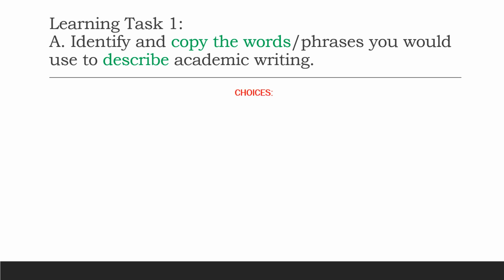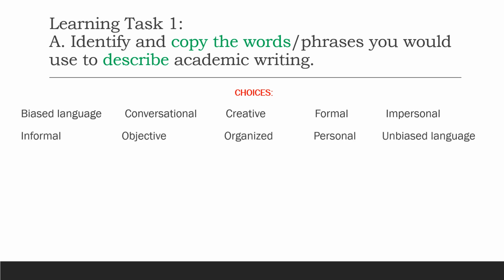We have here choices. Okay, let's read first. Biased language. Pag sinabi natin biased language, ito yung pumapanig. Yung parang may pinapanigan ka. Conversational, dapat daw ba parang nakikipag-usap? Creative, formal, impersonal, informal, objective, organized, personal, and unbiased. And I believe I gave you 3 features. So, ang sagot lang dyan, guys, ay 3. Okay? Hindi mo na kailangan kopyahin yung choices. Just write learning task 1 and then give me your 3 answers.